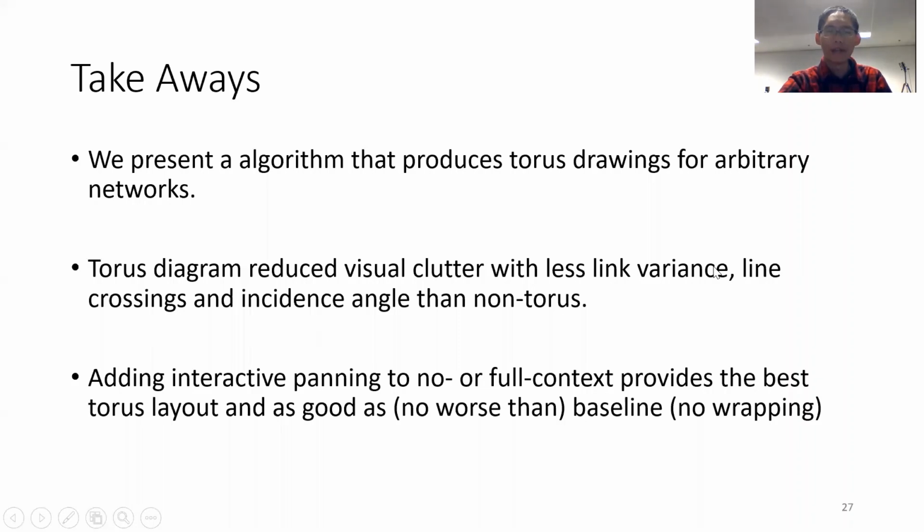Our studies indicate that torus layout could be a practical technique, not worse than a standard graph visualization technique for the tasks tested. We present an algorithm that produces torus drawings for arbitrary networks. Torus diagrams reduce visual clutter with less link variance, line crossings, and link incidence angle than non-torus. Adding interactive panning to no or full context provides the best torus layout, as good as the baseline.